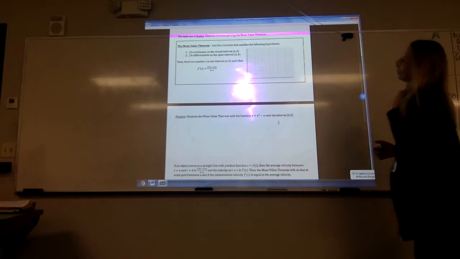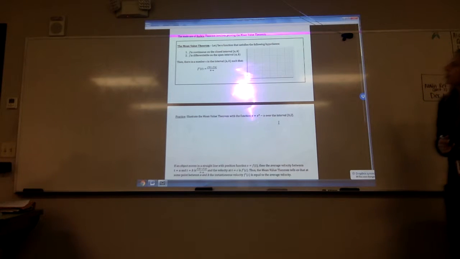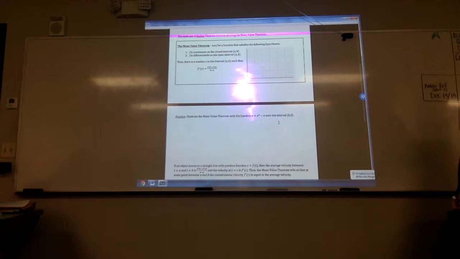All right. So Rolle's theorem helps us with the mean value theorem, and the mean value theorem just says if f is continuous on a closed interval between a and b, and it's differentiable from a to b, then there's a number c in the interval such that f prime of c equals f of b minus f of a, all over b minus a. Let's talk about what this all means.